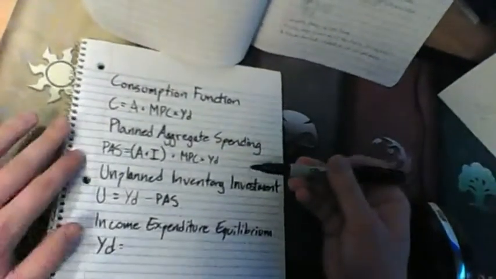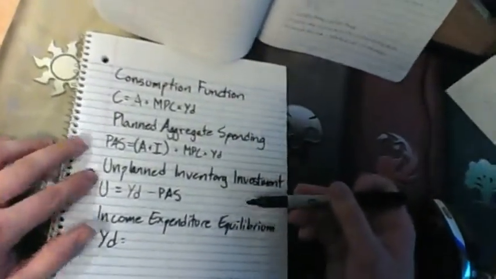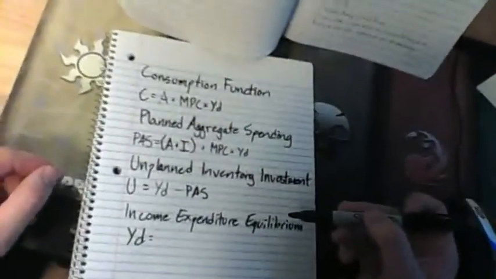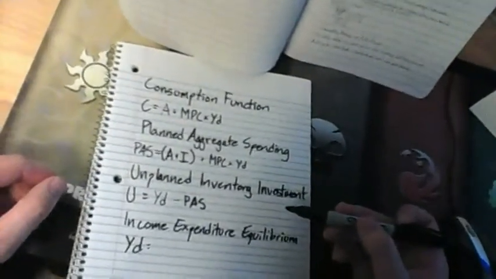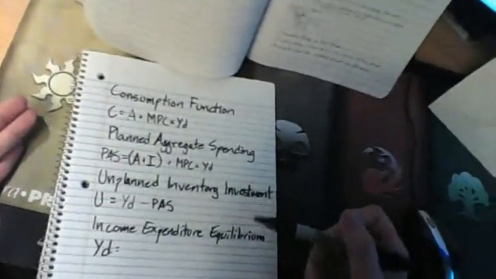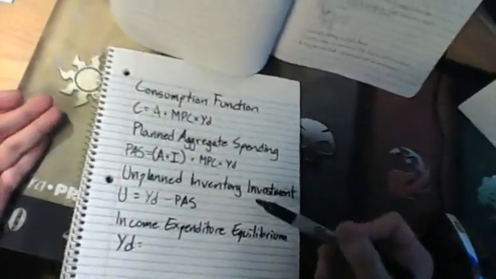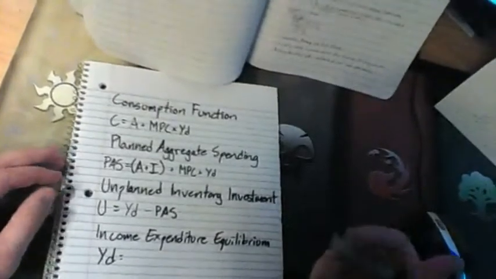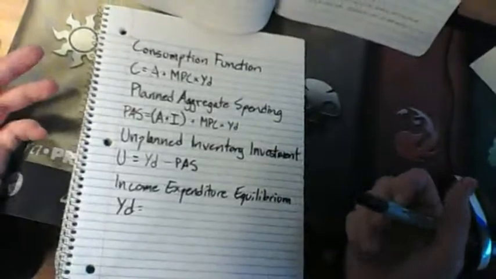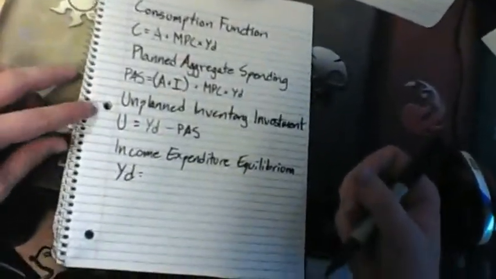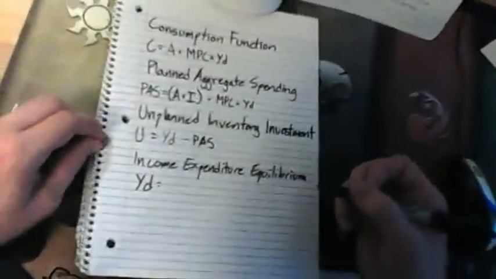So if our planned aggregate spending is larger than our disposable income, our unplanned inventory investment is going to be negative, meaning that we are consuming more than we are producing. This causes inventory levels to drop, whereas if our planned aggregate spending is lower than our disposable income or our real GDP, our unplanned inventory investment will be positive, meaning all of these inventories are going to grow. They're going to stockpile.